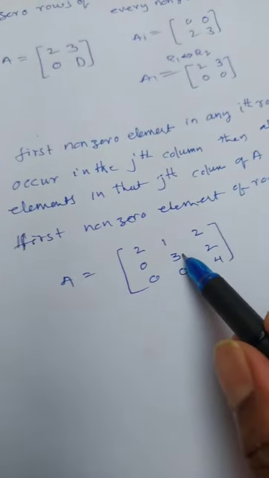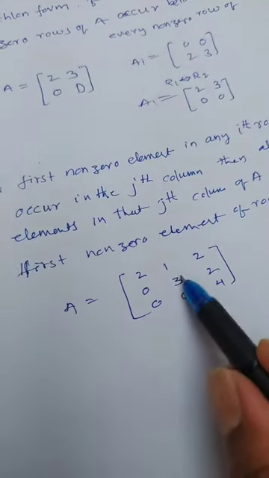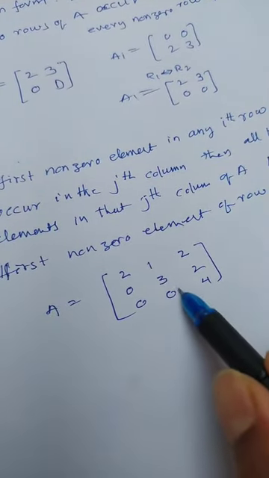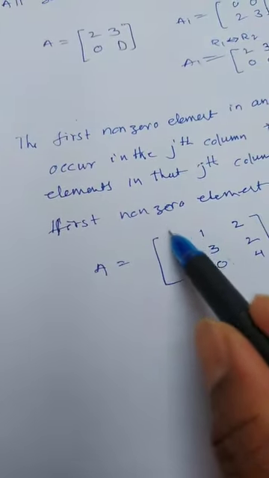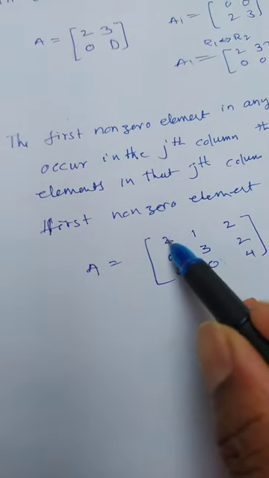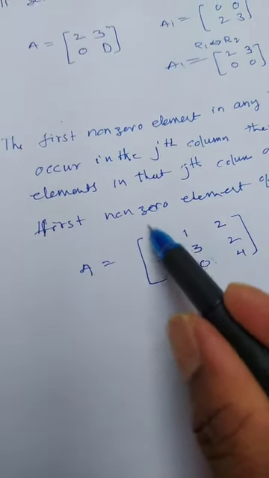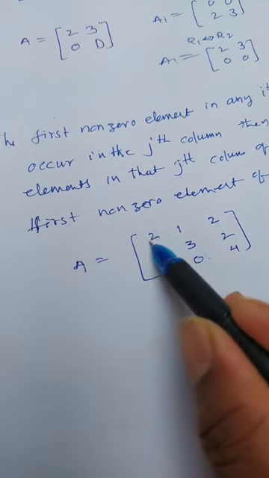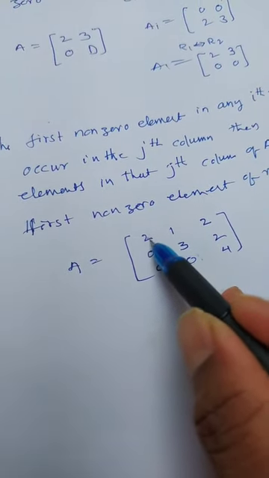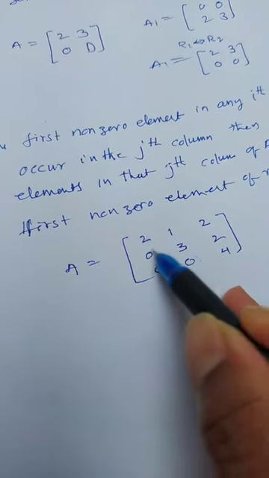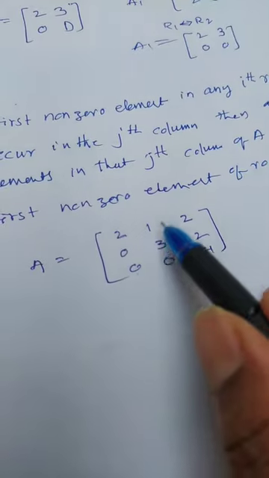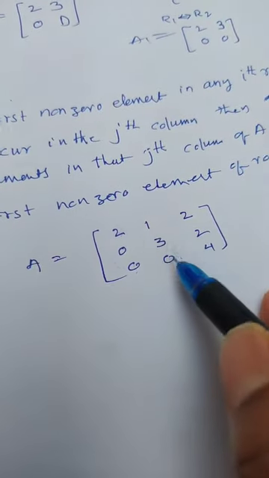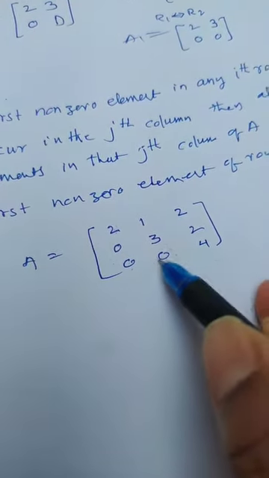Below the first non-zero element of row i, the elements should always be zero. For example, suppose I take the first row, first element, which occurs in the first column. In that column, below the first non-zero element of that row should be zeros. If you consider the second row, its first element occurs in the second column. So below that element it should always be zero.